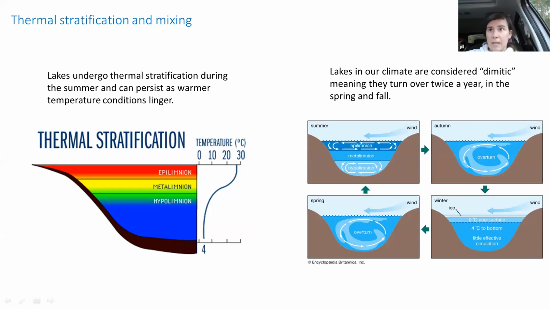Now, lakes in our climates are also considered dimictic, which means that they overturn twice a year, in the spring and in the autumn. So in the summer, we see the stratification, and then as the water temperature cools, we get mixing of the oxygen and the nutrients at the bottom. During the winter, everything is pretty stabilized, and then we have that spring overturn and summer, lather, rinse, repeat. So this is the natural process in our areas that lakes go through.